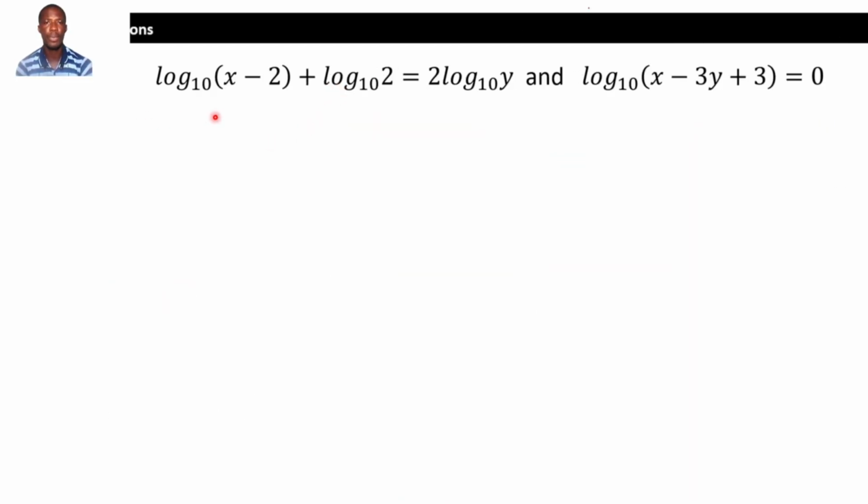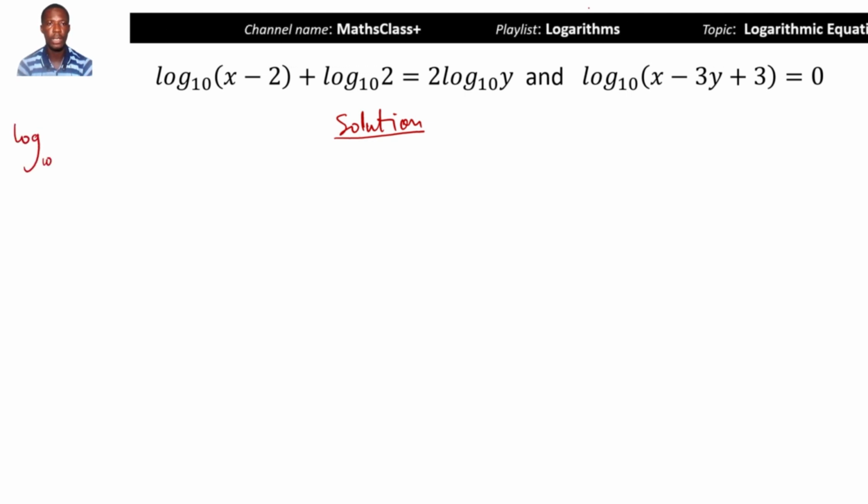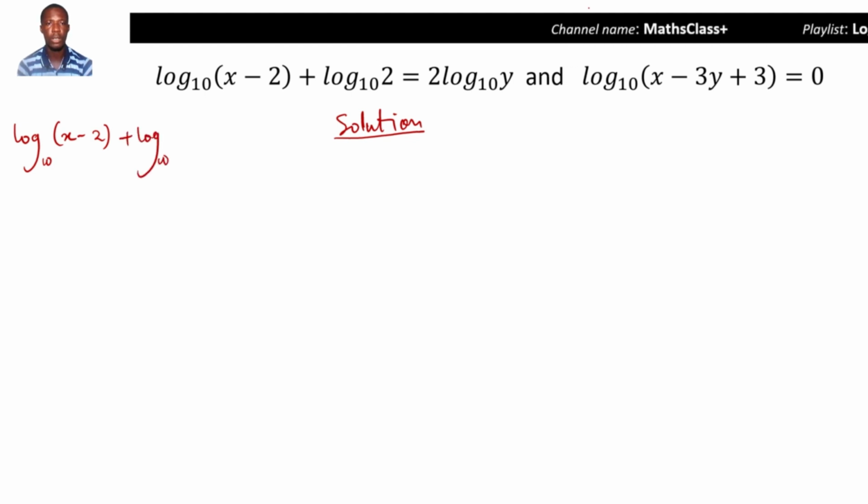We have another example here. So we have this equation, and then we have this equation to solve simultaneously. So let's go ahead and solve. For the first equation, we have log to the base 10 of an expression in bracket x minus 2, and then plus log to the base 10 of 2. This is equal to 2 log to the base 10 of y.